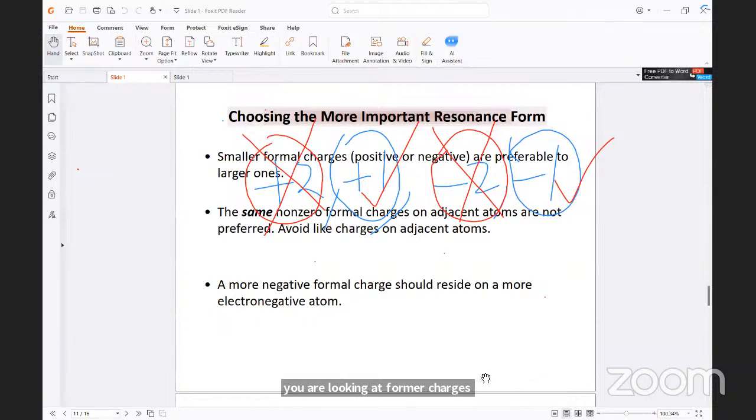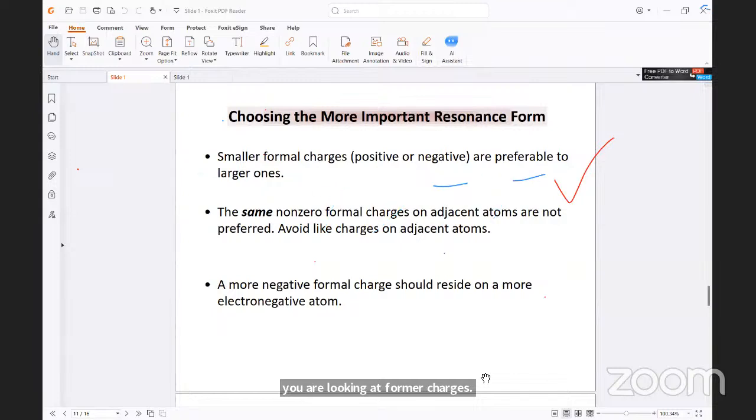So in short, what this means is that when you want to choose a structure, a Lewis structure, the one with a smaller formal charge is preferable. Now, the second rule is that the same non-zero formal charge on adjacent atoms is not preferable. So let me use an illustration for that too.